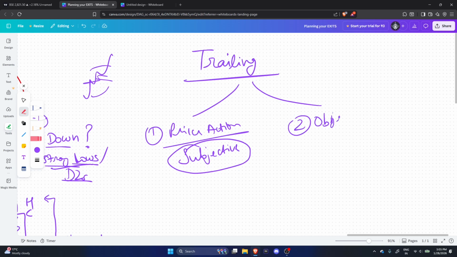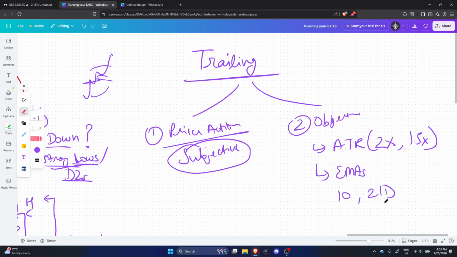Objectively, you can use some indicators. Let's say ATR, average true range. You can use 2x ATR or maybe 1.5x for trailing. You can simply use your EMAs, like the 10 and 21 day.